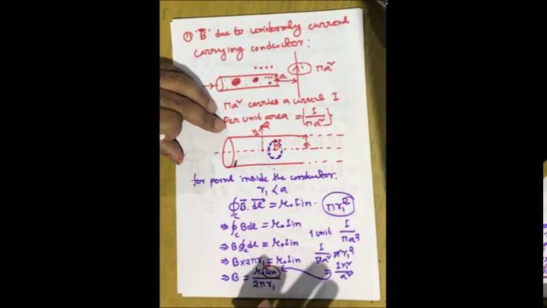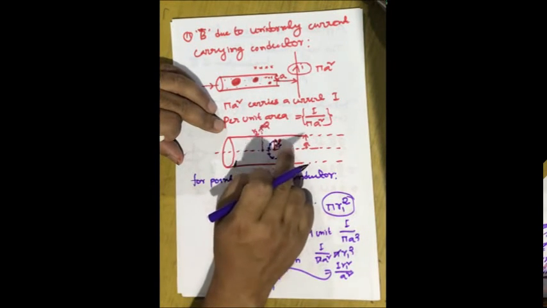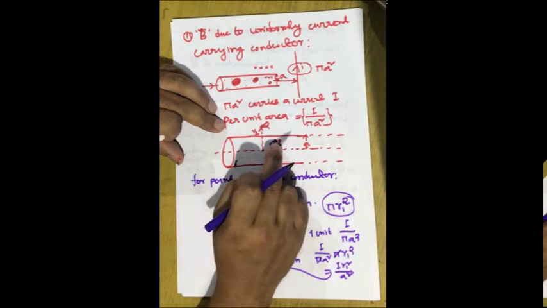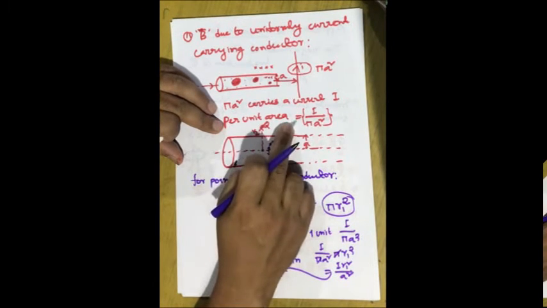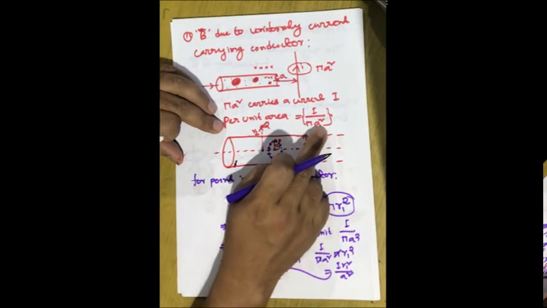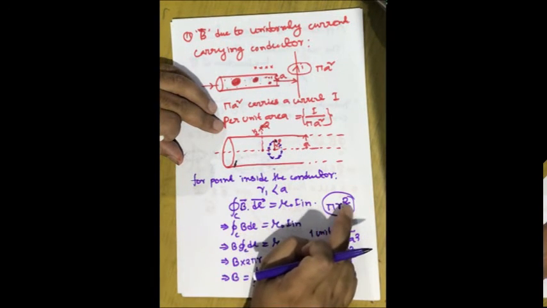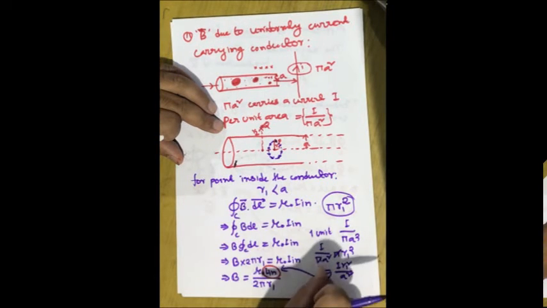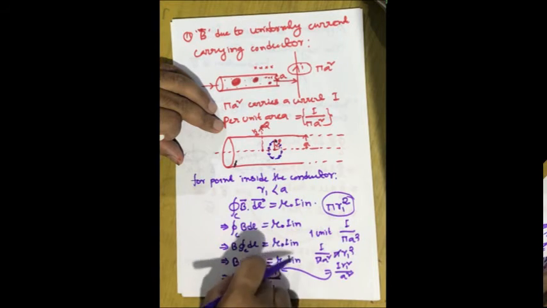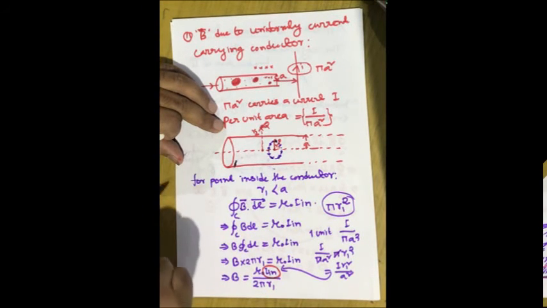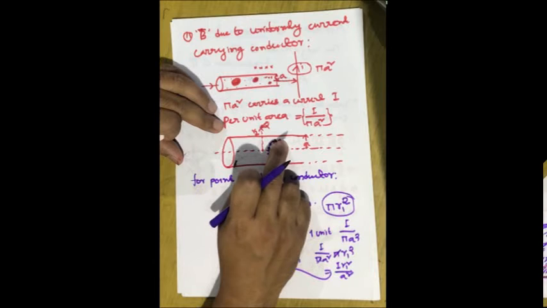So it's simple. Let me again remind you that this is a uniform current density current carrying wire. Therefore per unit area it carries a current I divided by pi a square. Now this Ampere's loop has an area of pi r1 square. Therefore this Ampere's loop will carry a current I divided by pi a square into pi r1 square, and its value is I r1 square over a square. So we have to put this value here in order to find out the value of the magnetic field inside any point P on the wire.